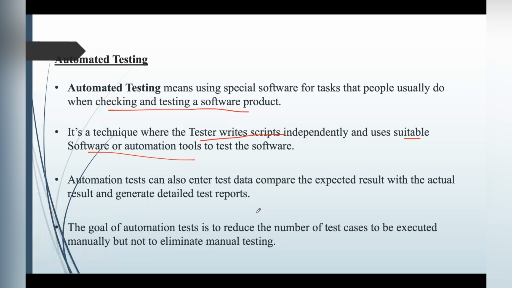Automation tests always compare the expected result with the actual result, and based on the result, they generate detailed test reports. So here the goal of automation testing is not to eliminate manual testing, but just to reduce the number of test cases to be executed.